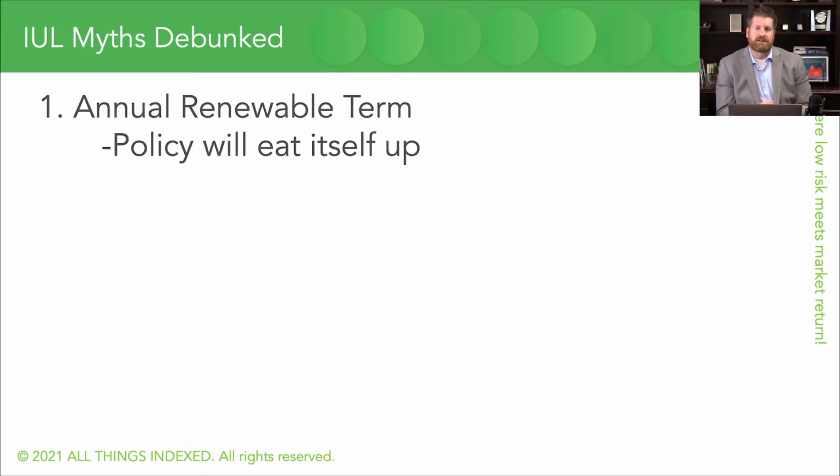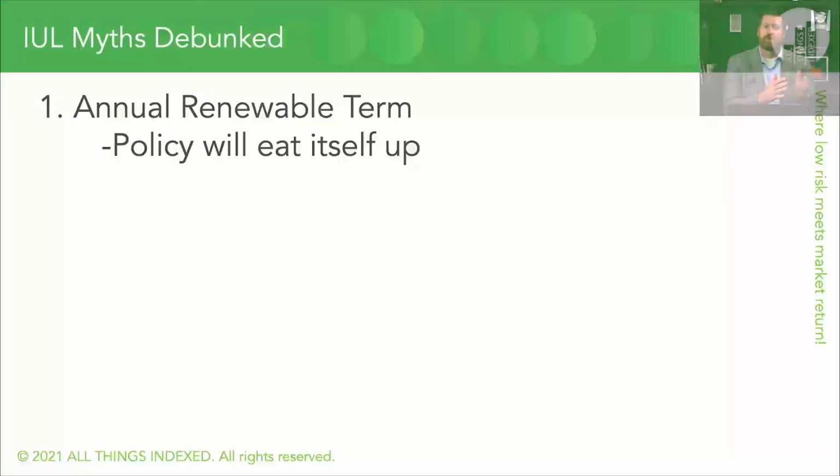One of the things that is talked about is that the policy will eat itself up. That the cost will get so expensive on the back end that it will eat up all your cash value, and then it'll lapse because unless you're putting more premium in, it'll just die. There are horror stories out there, and in the right context this could happen. I'll probably do another video on this because I want to keep this video short.